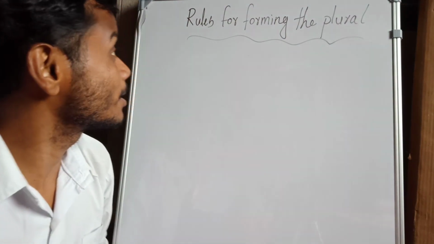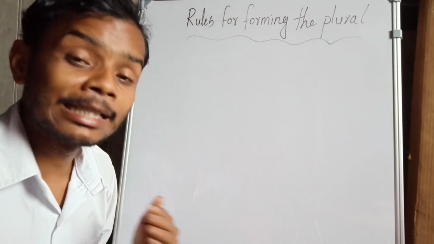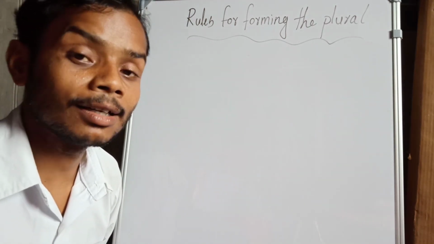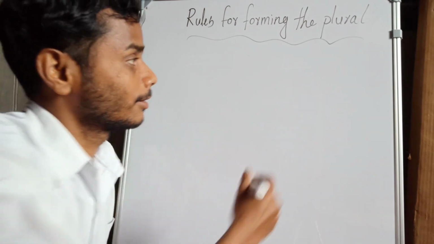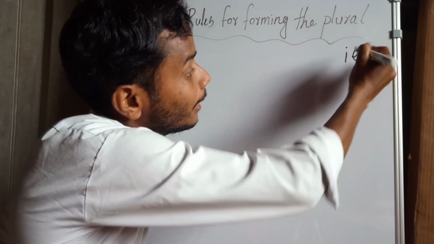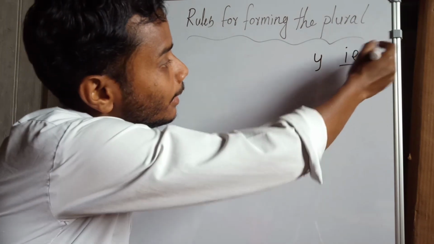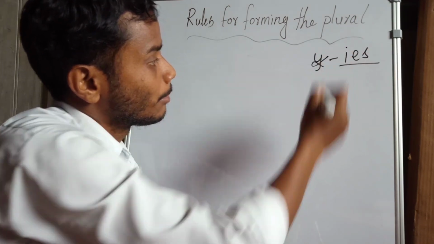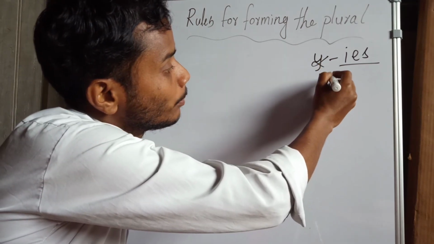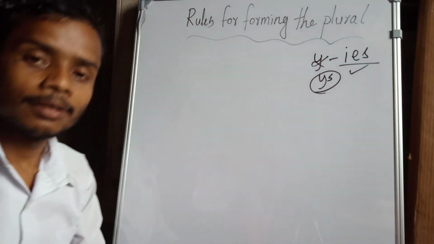So friends, you can see here upside I have written rules for forming the plural. So friends, how will we prepare singular to plural from some rules? Today we will talk about IES. Okay, how to make plural by adding IES. So we will remove Y and we'll add IES. Okay, so remember that. Also today we are going to learn with Y we'll put S, then it will become a plural. Okay, so we'll start now.